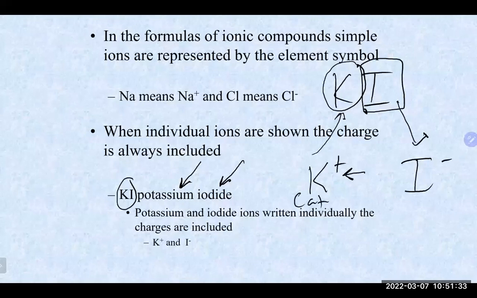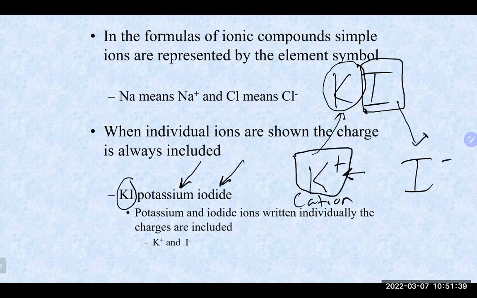Now, if you were asked to write the formula for the cation, you would write this guy right here. This would be the proper formula for writing the cation formula. It again has the charge associated with it. And if you were asked to write the formula for the anion, you would write something like that with the negative charge. So again, it's really important.